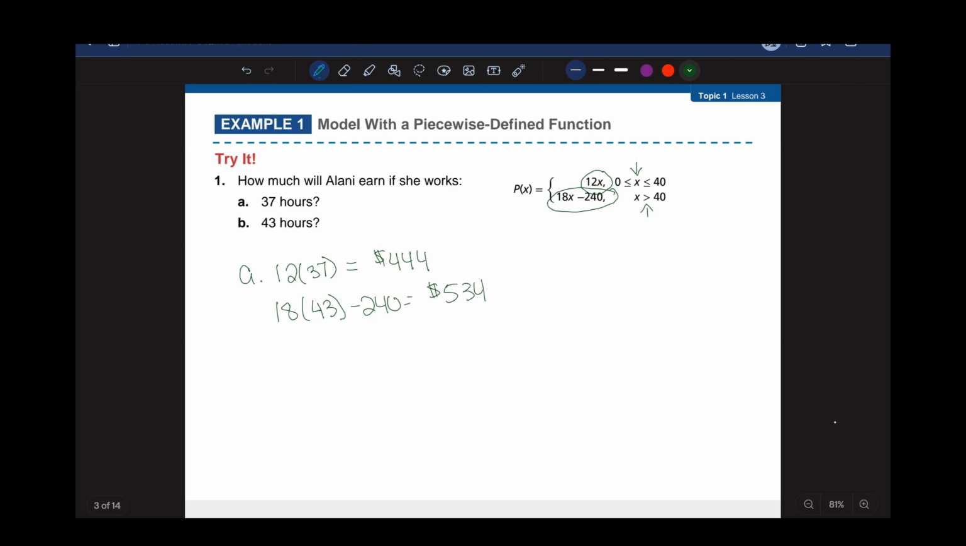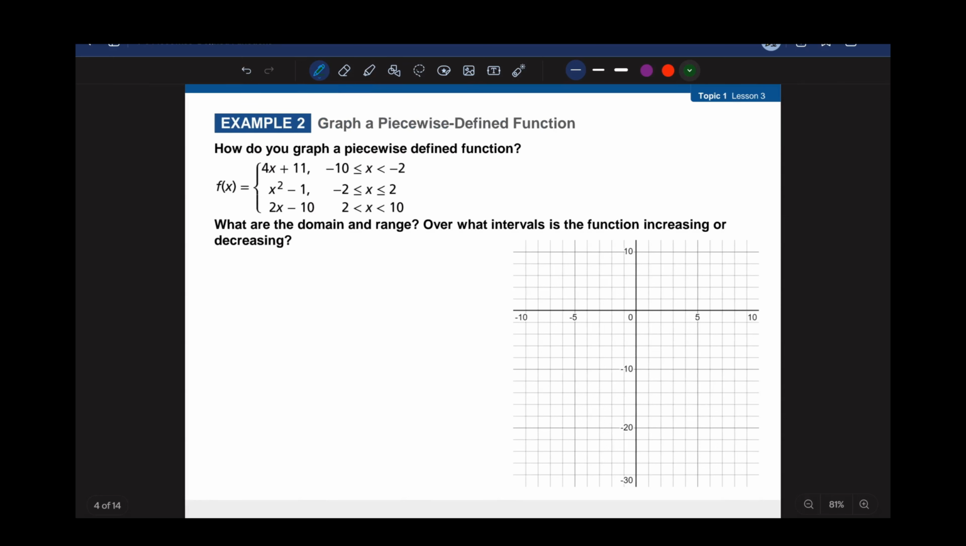534. All right, now we're going to practice graphing 3 different pieces on one graph. So I have 3 sections. Now it is really important that you can look at an equation and tell what kind of shape it is.